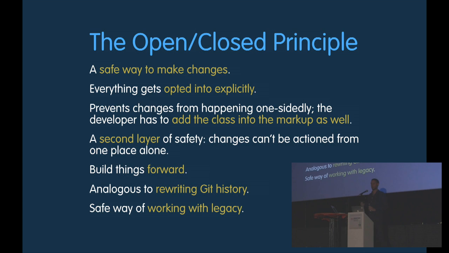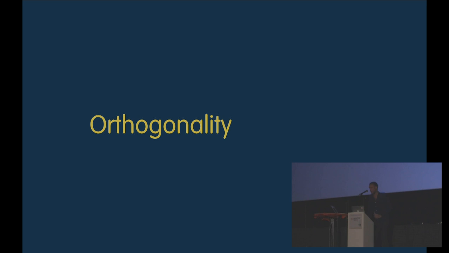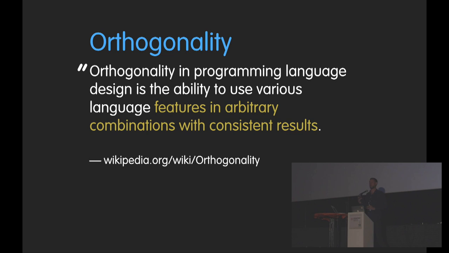Cool, I think final principle, we're getting through a lot. The final principle is the principle of orthogonality. Who's heard of this one? Oh, very few people, cool. Orthogonality is quite an interesting one. Orthogonality is defined as the ability to use features of a language in arbitrary combinations and still get consistent output or consistent expected results. Now, this one's slightly less easy to apply to CSS.